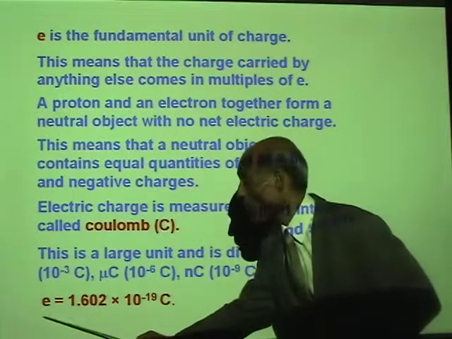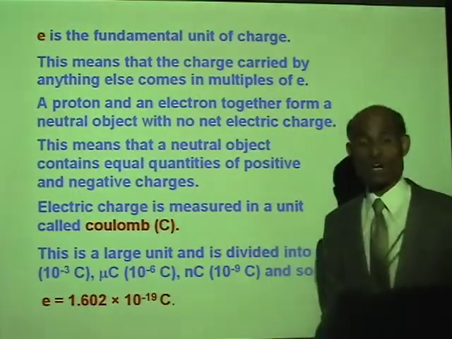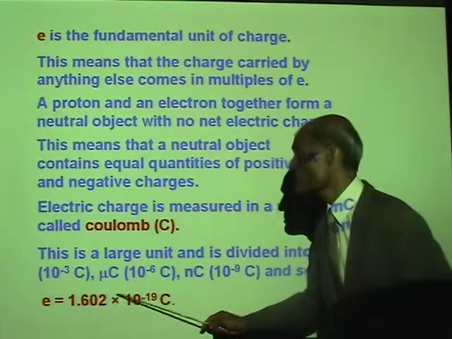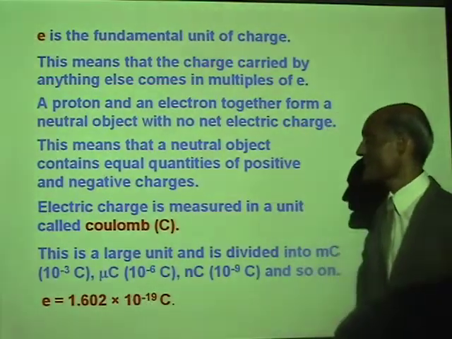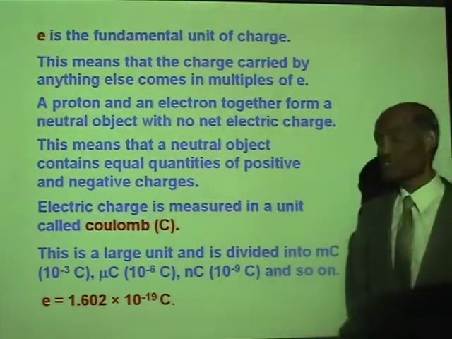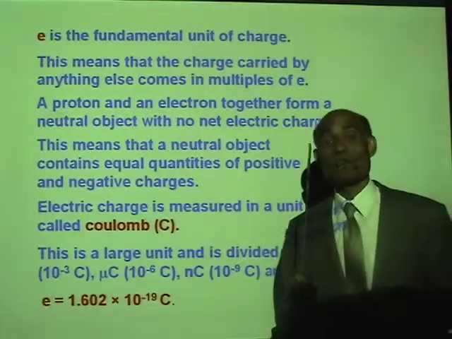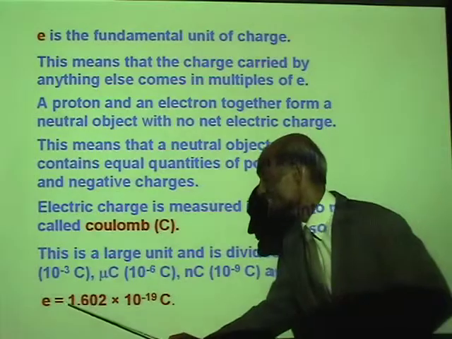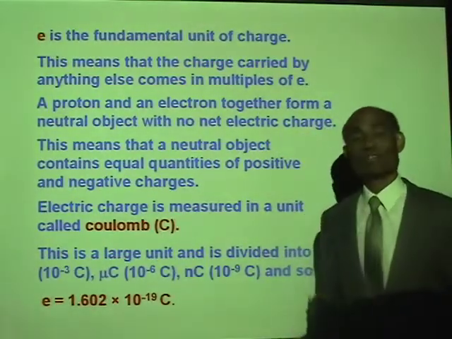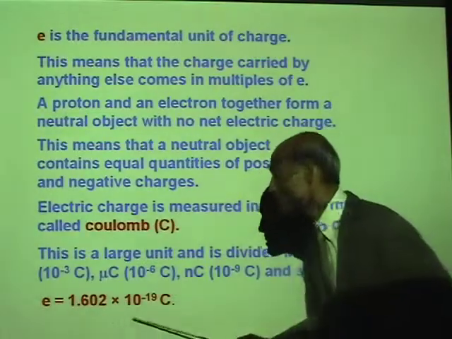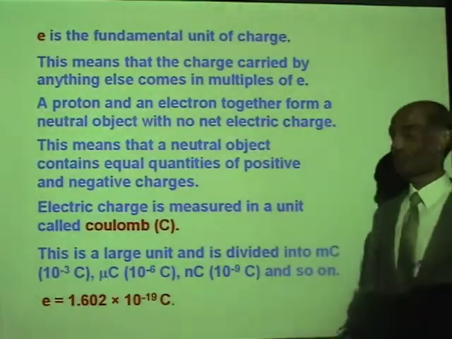And the value of the fundamental charge, e, is 1.602 multiplied by 10 to the power of negative 19 coulombs. The charge carried by one electron is the negative of that value. The charge carried by one proton is the positive of that value.